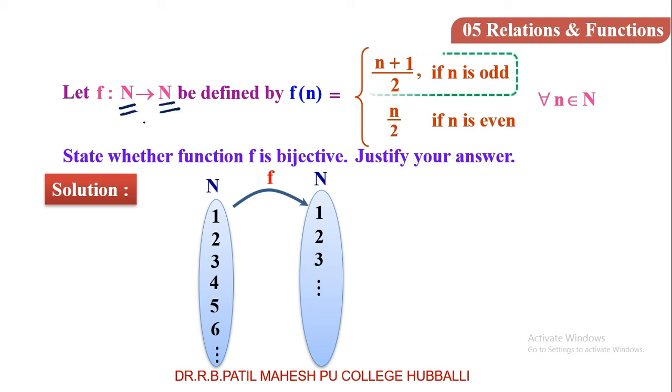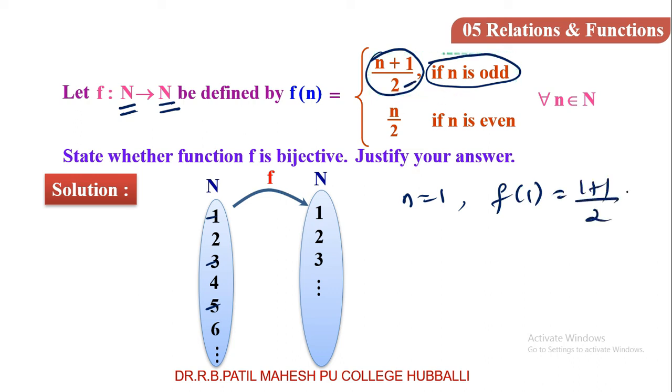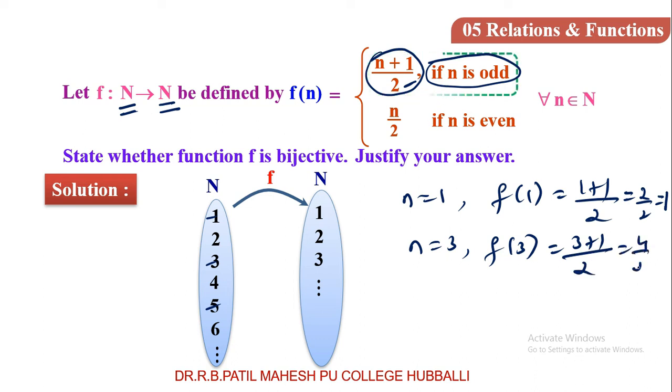Dear students, first condition you can see, if n is an odd number, what are the odd numbers? 1, 3, 5. These are related to the number that is (n plus 1) by 2. Suppose you take n equal to 1, an odd number, then f of 1 will be, apply (n plus 1) by 2. So (1 plus 1) by 2, that is 2 by 2, and you will be getting 1. Like this, if you take n equal to 3, an odd number, f of 3 will be (3 plus 1) by 2, that is 4 by 2, and 2 it will be.